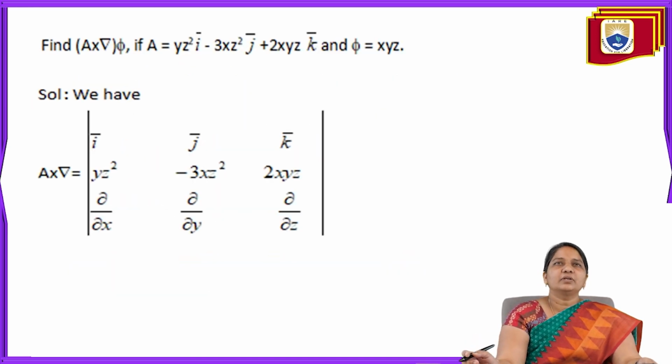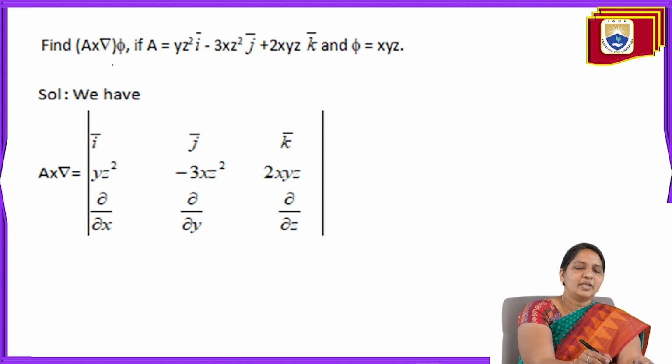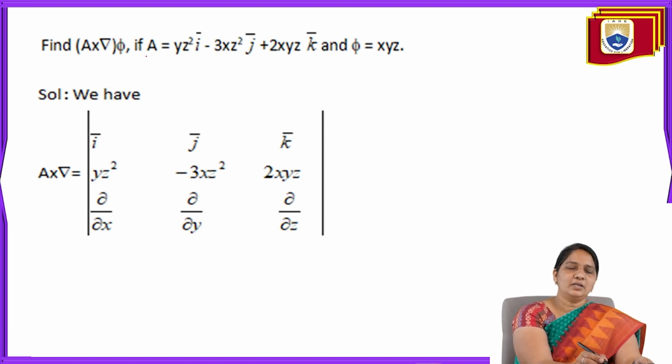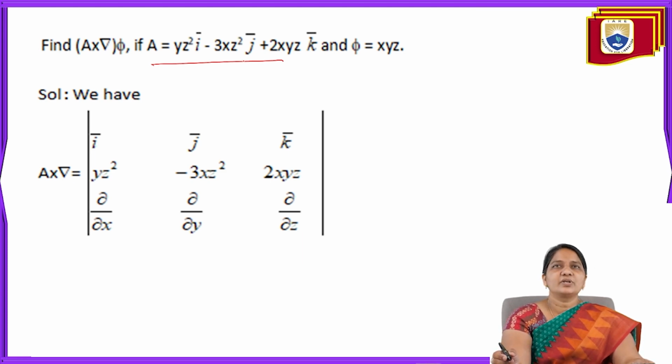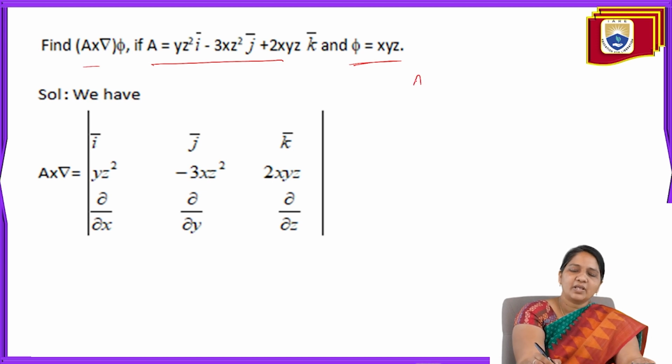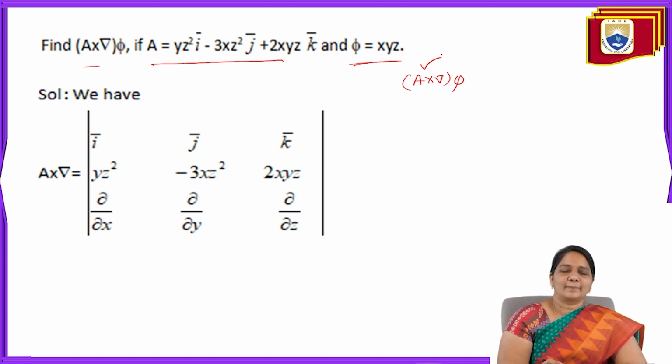See the next one. Find A cross del into phi, if A equals yz² i bar minus 3xz² j bar plus 2xyz k bar, and phi is xyz. So what do I have to calculate? A cross del, and then into phi. That means first I have to calculate A cross del.